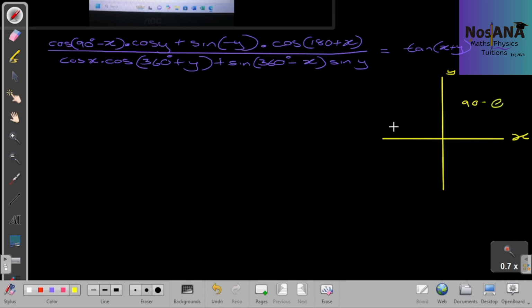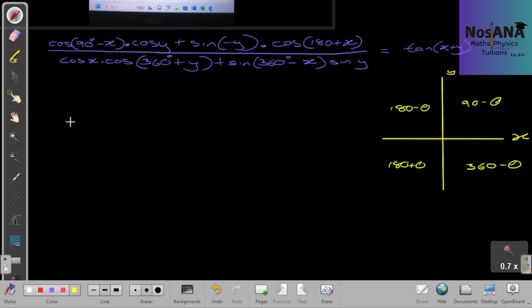Because we know that's what we've been working with since. So right, minus theta there. In here we have 180 minus theta. Here we have 180 plus theta. Here we have 360 minus theta. So that is what we have, ladies and gentlemen.